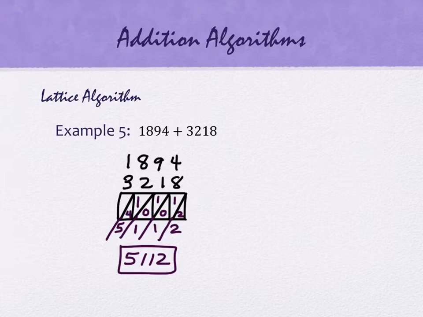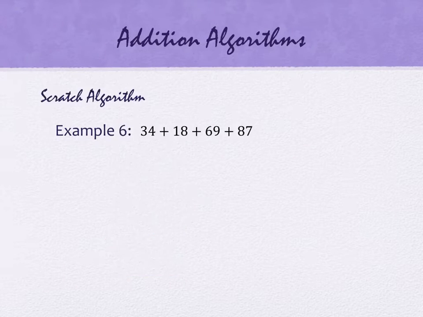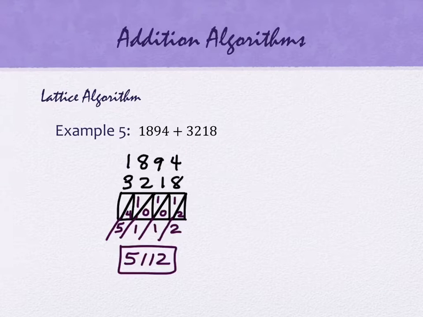And then the last one is called the scratch algorithm. This is also one of my favorites. The scratch algorithm, and please write yourself a note to the side of this one. This is used best when you've got several numbers to add together. If you were just adding like the last two numbers together, 1894 and 3218, it would not make a lick of sense to use scratch algorithm, like none at all.